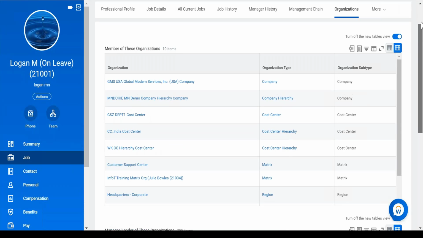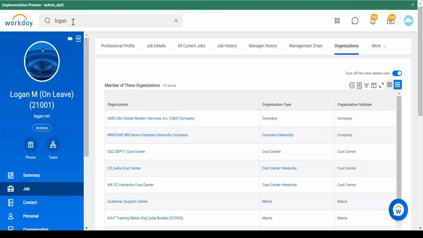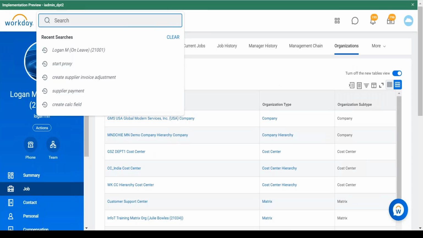Now this is also a very important consideration. Which particular org role are you looking at? Are you looking at the HR partner for superorg or the HR partner for company hierarchy?